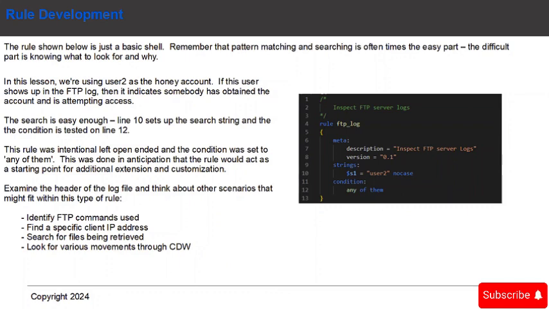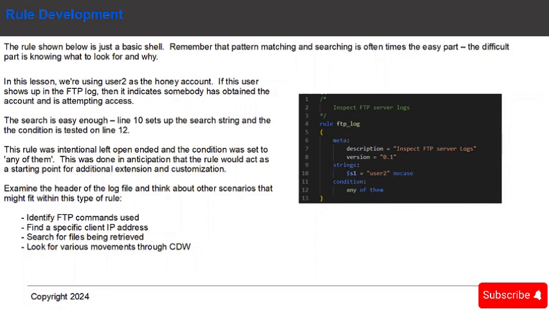Line 10 sets up the search string, and the condition is tested on line 12. The rule was intentionally left open-ended and somewhat vague. The condition was set to any of them. Now, this was done in anticipation that the rule would act as a starting point for additional extension and customization. Take this, adjust it as you see fit.